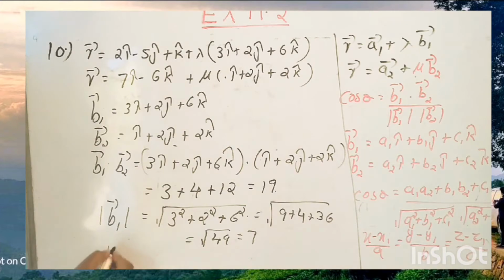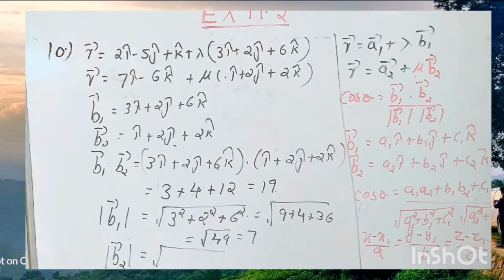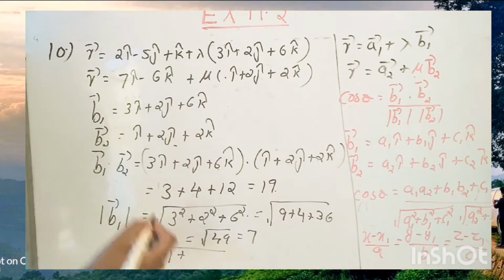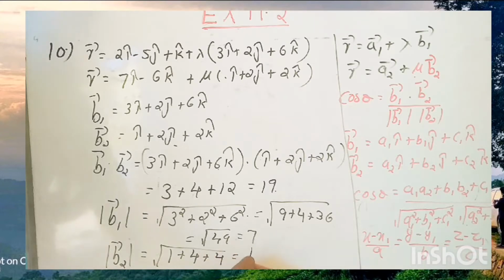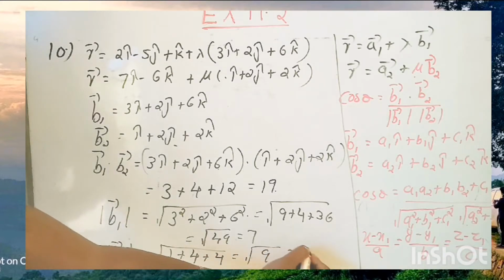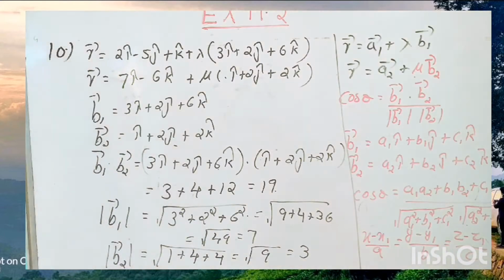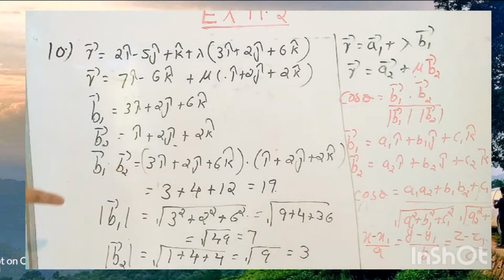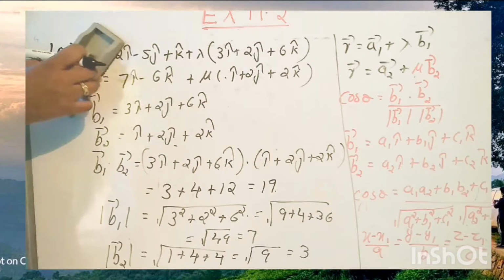And magnitude of b2 vector is equal to square root of i component square, that is 1 square, we get 1, and j component square, that is 2 square, that is 4, plus k component square, k component 2, and the square is 4. This is equal to square root of 9, which is equal to 3. So we got the value of b1 dot b2, magnitude of b1 vector, and magnitude of b2 vector.